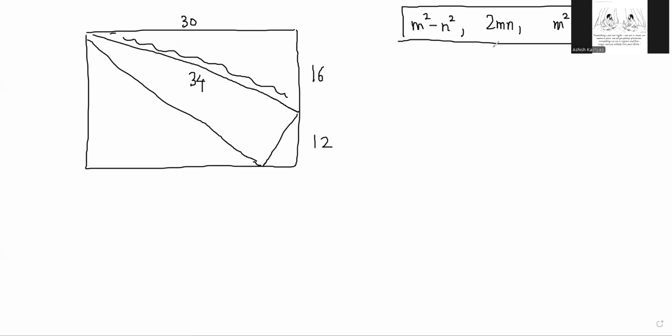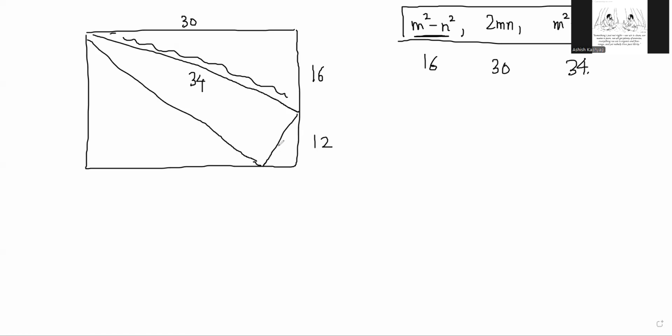From there, mn was 15. So m and n are 5 and 3, right? Do you understand how m and n became 5 and 3? And from there, we got m square minus n square as 16. So this became 30, and this became m square plus n square, which is 25 plus 9, 34, right? Now, we still have to do this part.